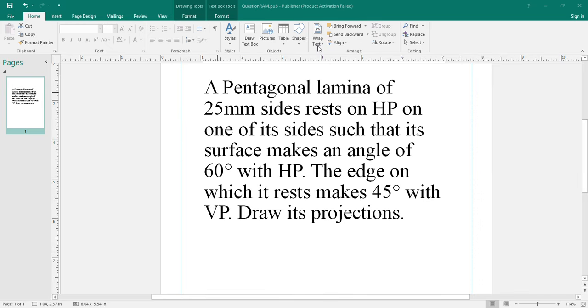Hello everyone. In this video, we are going to draw the projection of a plane, and this is our question: a pentagonal lamina, you can say plane or sheet, a pentagonal sheet in which each side is 35 mm, and this lamina is resting on the horizontal plane on one of its sides, such that while resting on HP on one of its sides, the surface makes an angle of 60° with HP, and the resting edge makes an angle of 45° with VP. So we have to draw the projection.